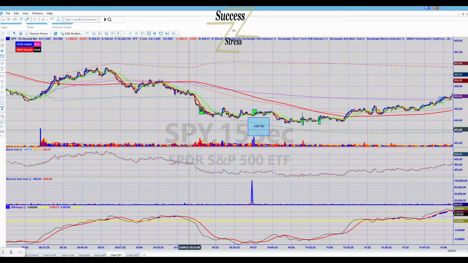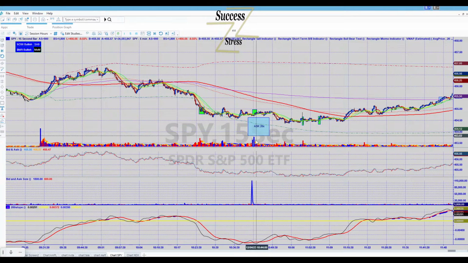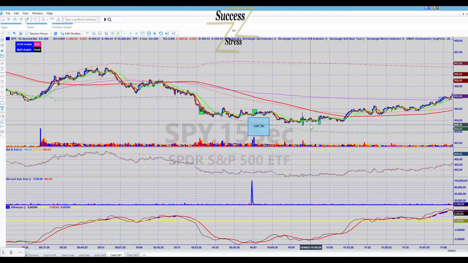Again, on the 15-second chart, I have that one going. This is where the big orders came in. This is where the big orders came in. Big orders. This one here is the really large order that we saw, that kind of sweep there.